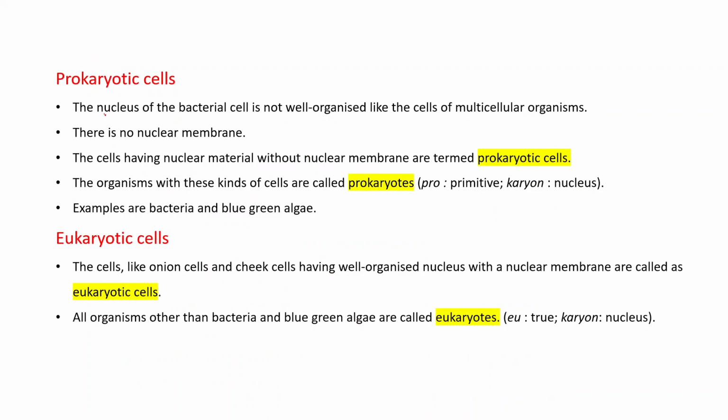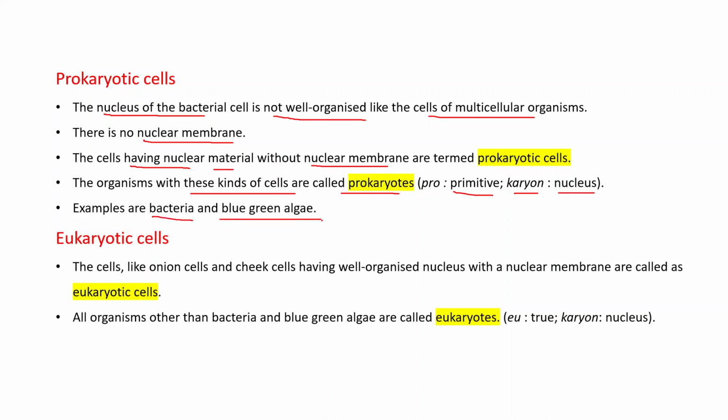Prokaryotic cell. The nucleus of the bacterial cell is not well organized like the cells of multicellular organisms. There is no nuclear membrane. The cells having nuclear material without nuclear membrane are termed as prokaryotic cells. The organisms with these kinds of cells are called prokaryotes. Pro means primitive and karyon means nucleus, primitive nucleus. Examples are bacteria and blue-green algae.